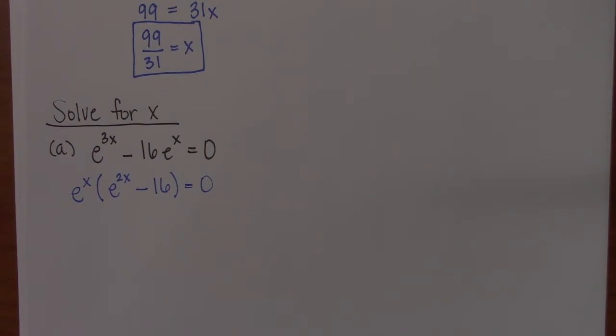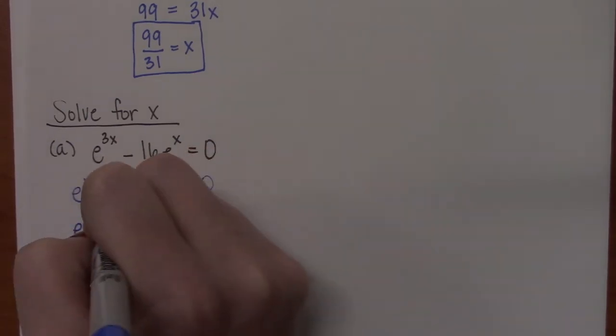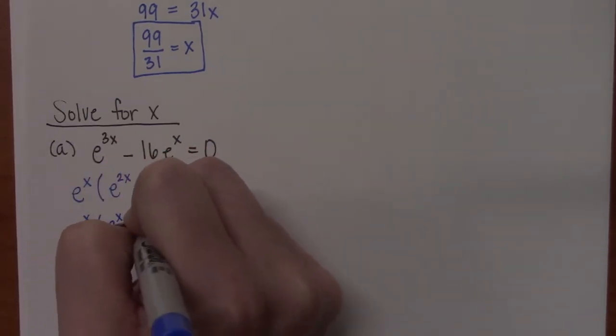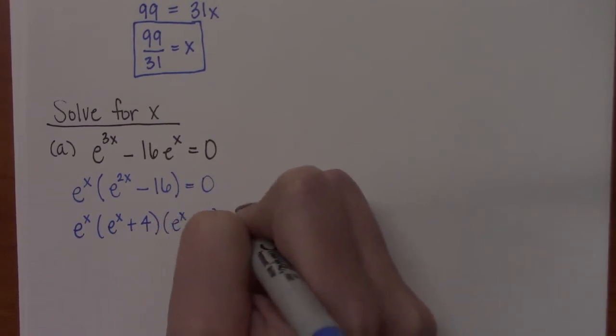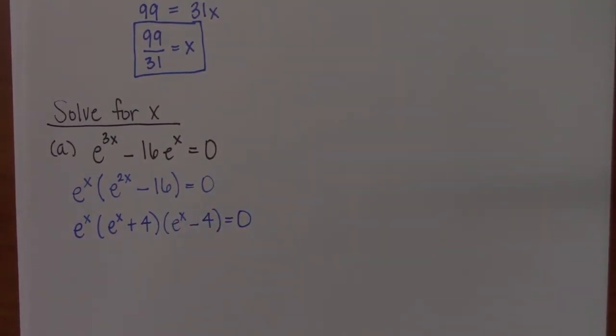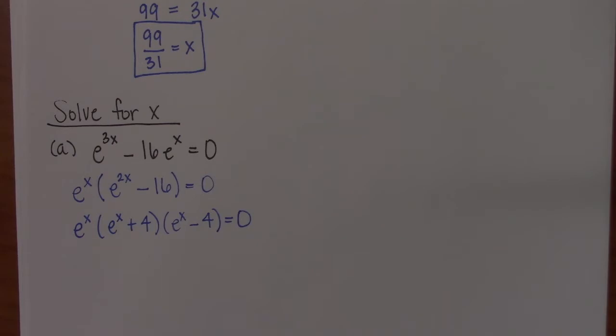And so now what I have inside those parentheses is a difference of squares, because I have e to the x squared minus 16, which is 4 squared. So this factors again into (a plus b)(a minus b), where a is e to the x. If you FOIL that back out, you'll get right back to that.